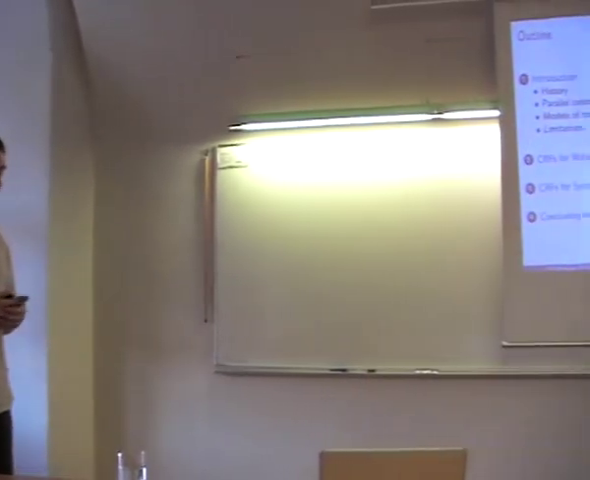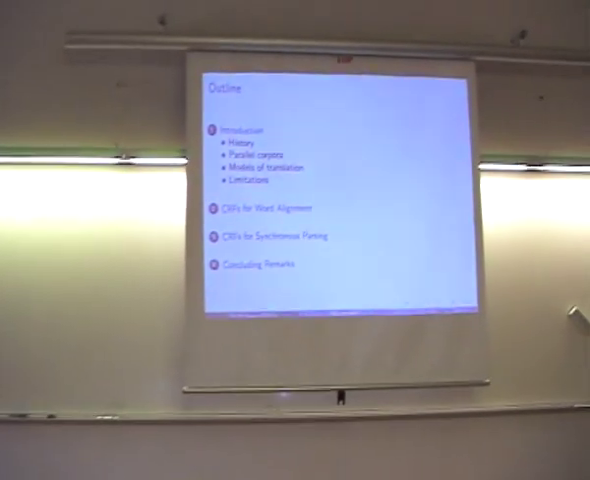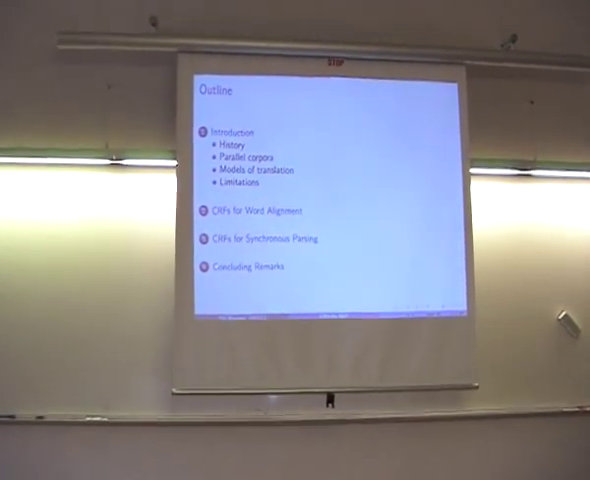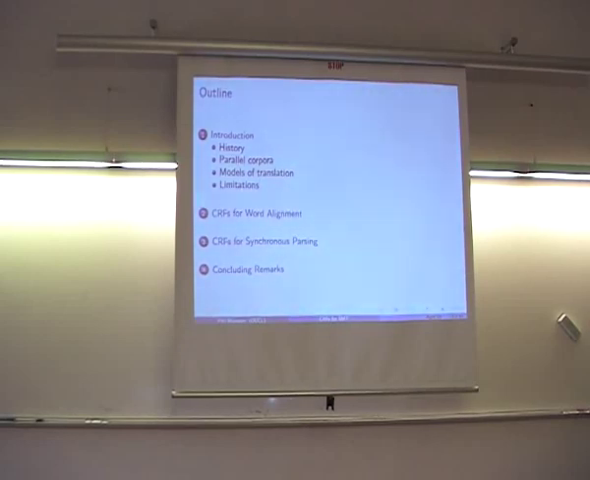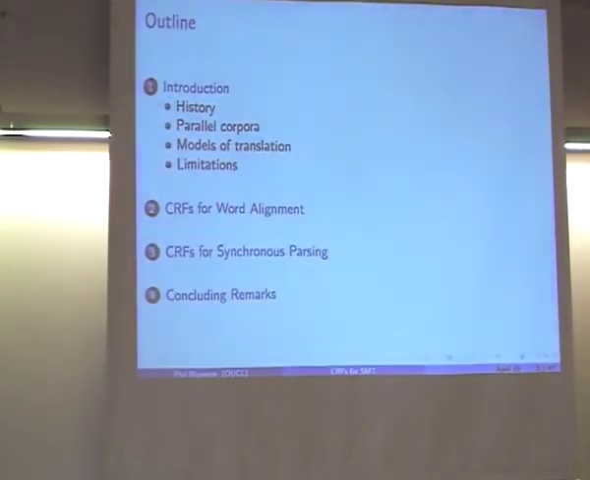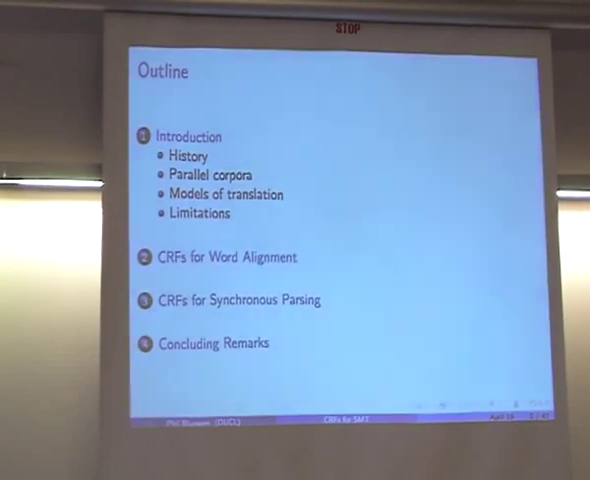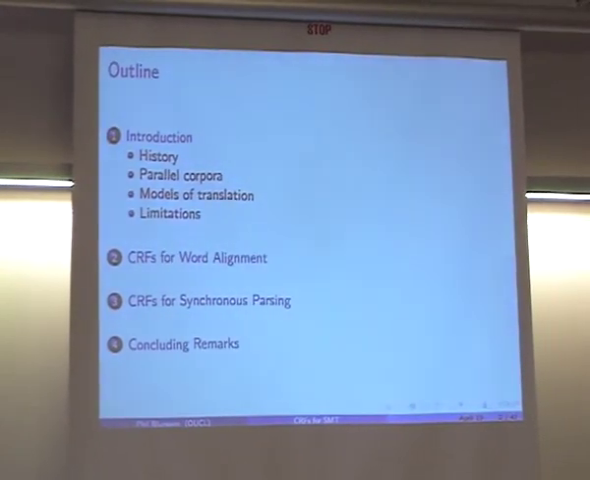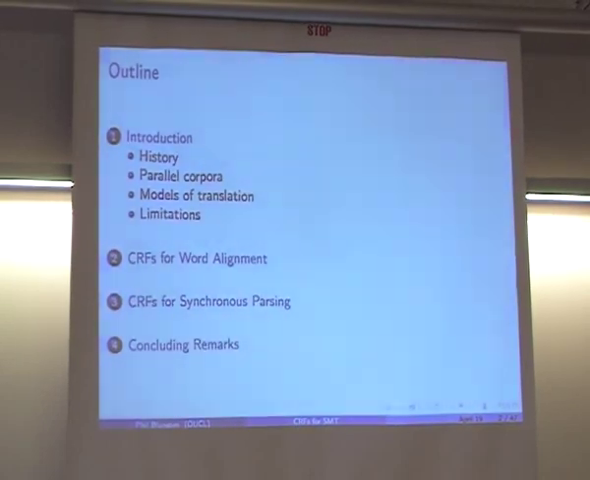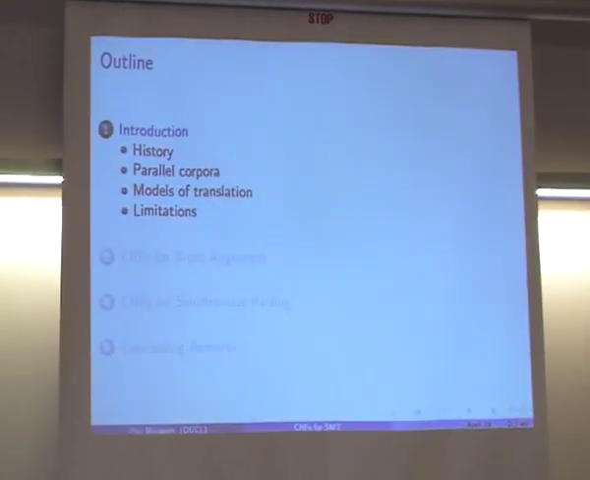So I have some introduction slides here, but that will be in some ways going over ground that I'm sure you're familiar with. So I'll probably move quite quickly through the introduction. And there's two main bits of work that I'll talk about today: using conditional random fields to do word alignment, discovering translation correspondences in parallel sentences, and the second piece on using conditional random fields to train synchronous grammar-based models. And then I'll finish with some comments about where you might go with this in the future.